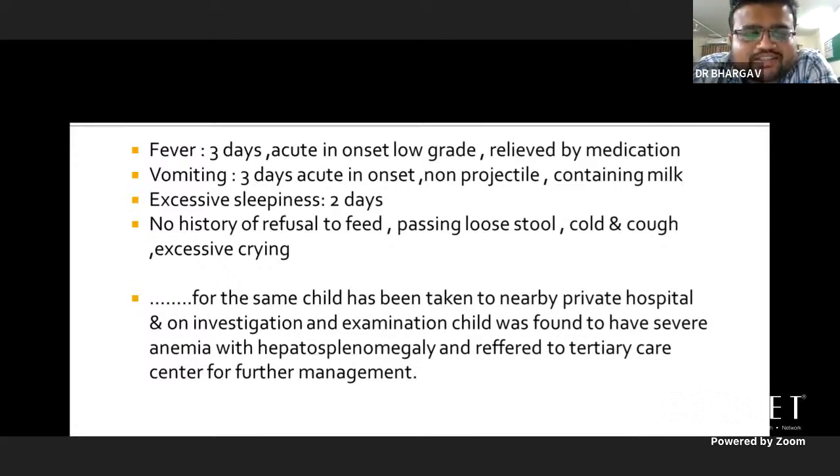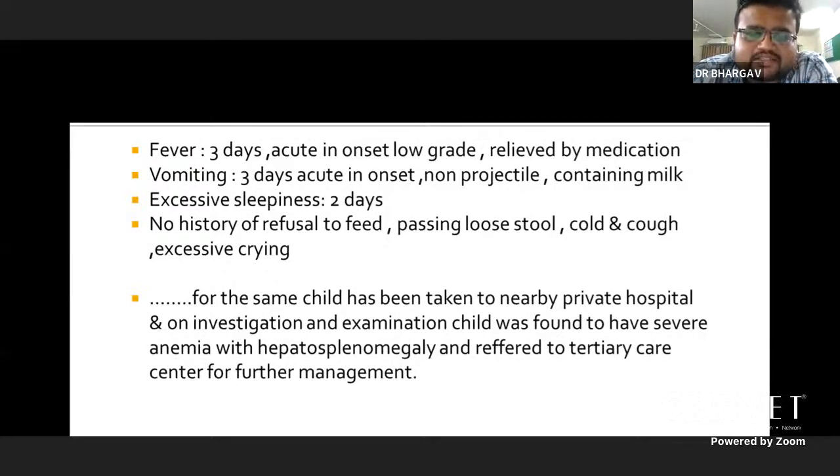The vomiting was 3 days ago, acute in onset, non-projectile, and containing milk. The child was also having complaint of excessive sleepiness since 2 days. There was no history of refusal to feed, passing loose stool, cough and cold, or excessive crying.